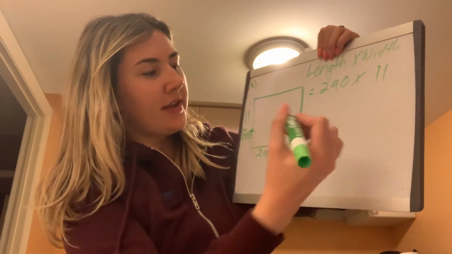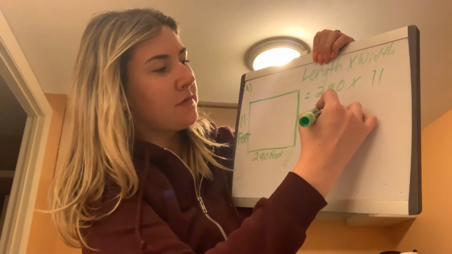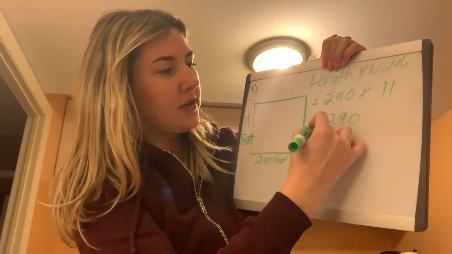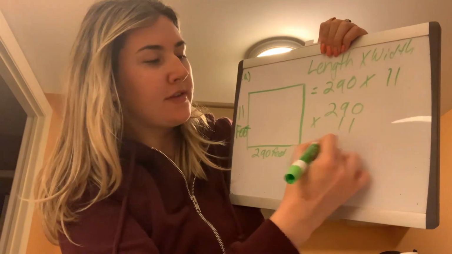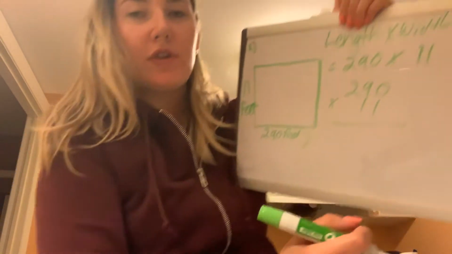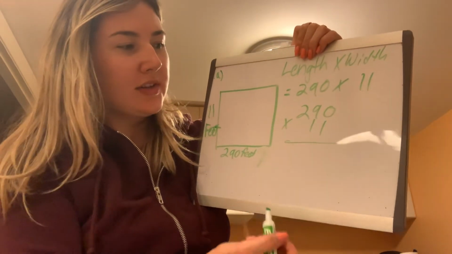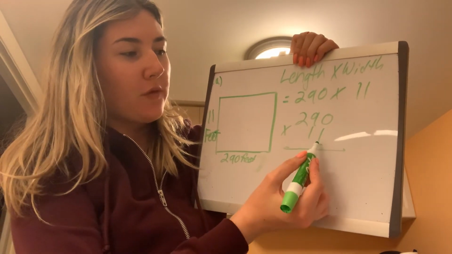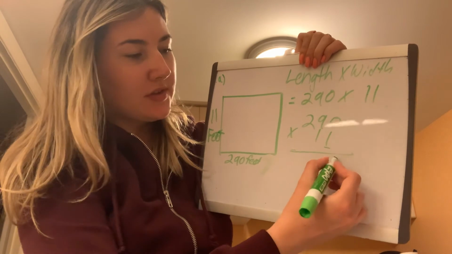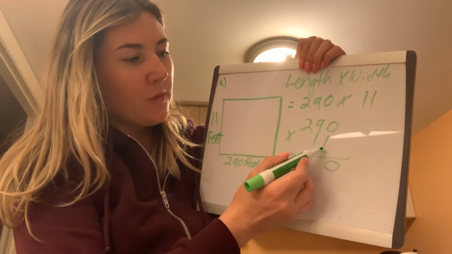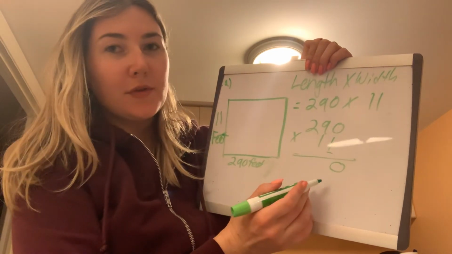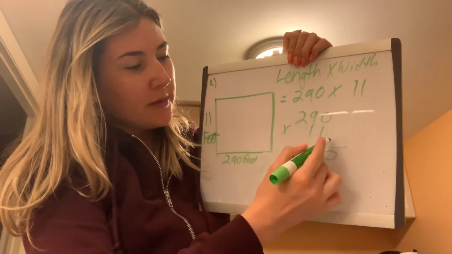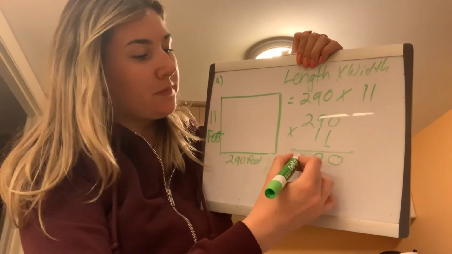So let's go ahead. I'll do it down here for now. We have 290 times 11. Now we need to make sure that we're only multiplying one number at a time. So let's first work with the number in the ones column. We have 1 times 0, which will give us 0. Then we have 1 times 9, which will give us 9. And then we have 2 times 1, which will give us 2.